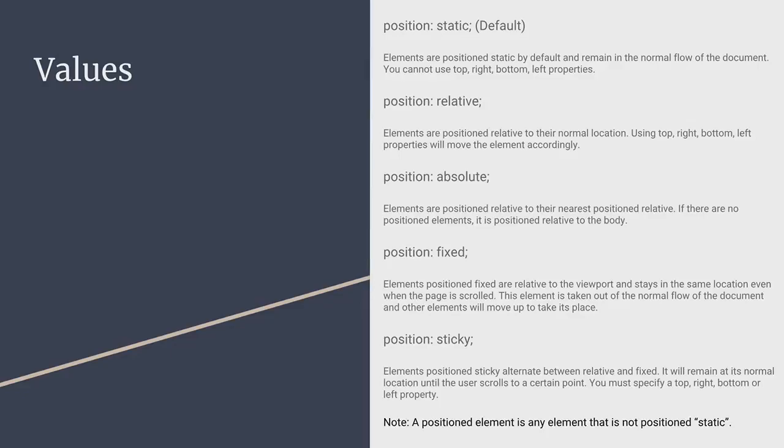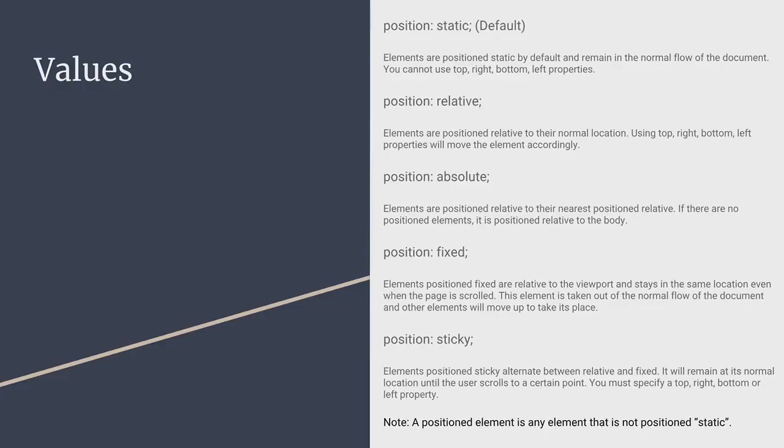The next one would be position relative. Elements are positioned relative to their normal location. Using top, right, bottom, left properties will move the element accordingly. So again, the elements are in the normal flow of the web page. They look normal, nothing has changed. But you're then able to use top, right, bottom, and left properties to position the element based off its default position. And all of these we're going to cover in depth, so don't worry about it if you're a little confused.